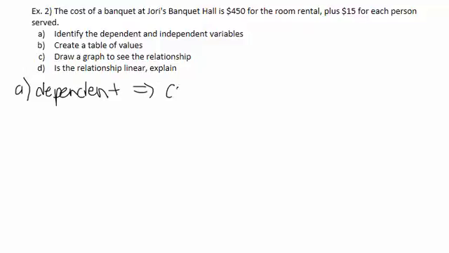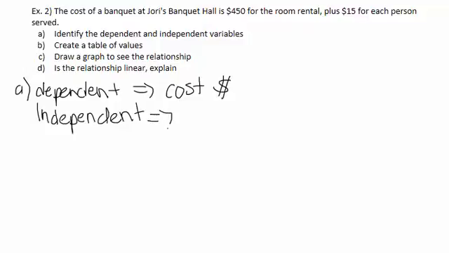So cost is the dependent variable, and the independent variable is equal to the number of people. So nothing influences it. It happens on its own, and then a reminder that the dependent variable is dependent on it. Part B, create a table of values.